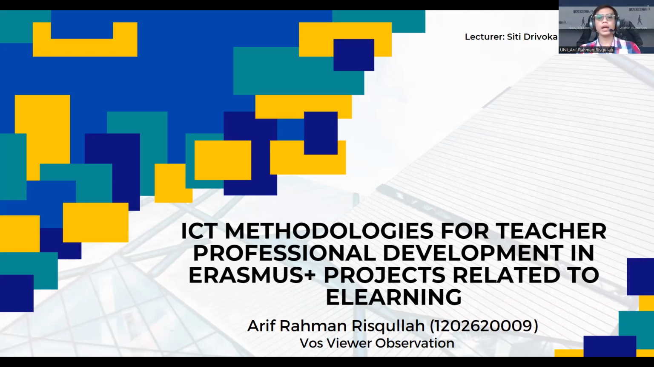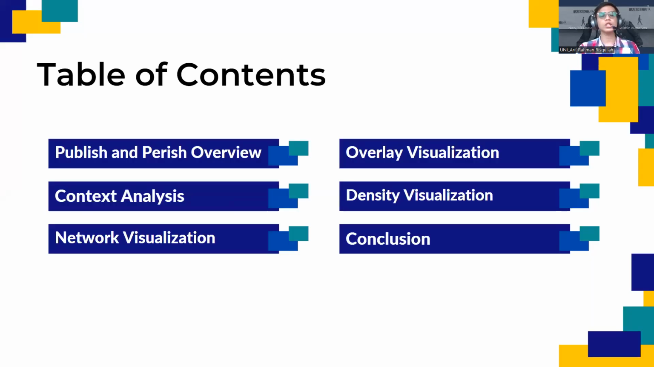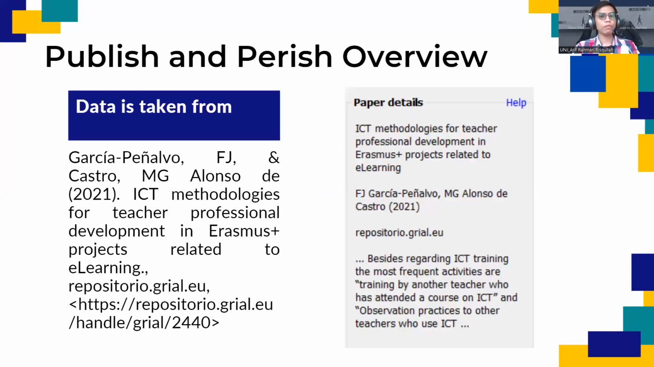The first slide is the table of contents. The table of contents includes 6 parts. The first one is the publish and Paris overview. The second one is the context analysis, then network visualizations, overlay visualizations, density visualizations, and the conclusions. For the publish and Paris overview, the data is taken from Garcia Penalvo, FJ, and Casto about ICT methodologies for teacher professional development in Erasmus Plus projects related to e-learning, and it is adopted from a Scopus article with a Cite Score 4.